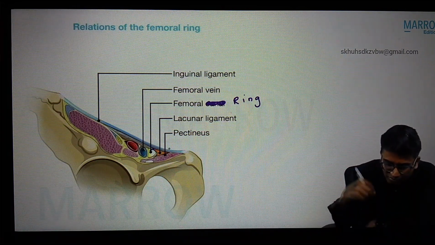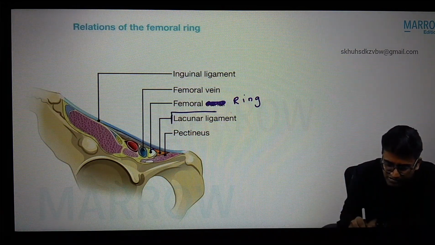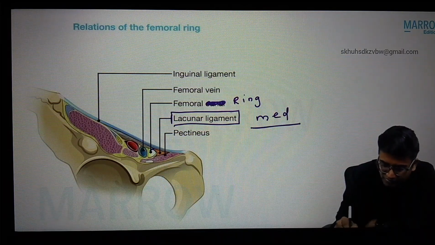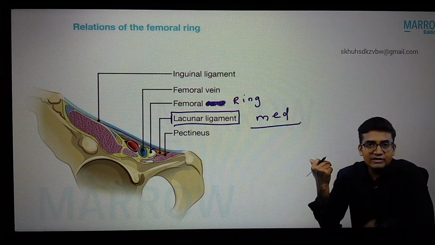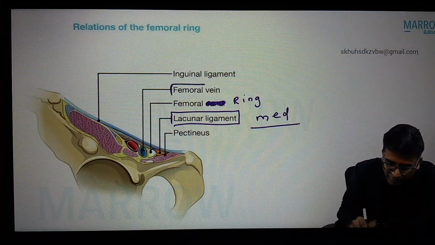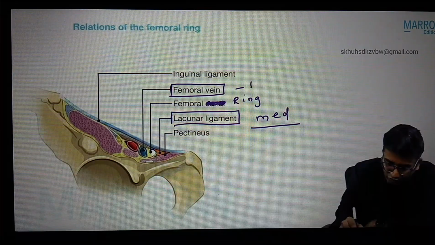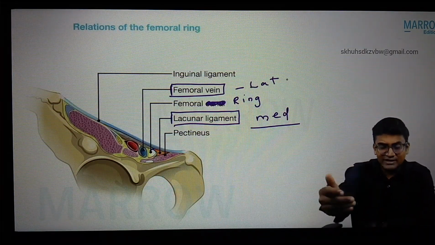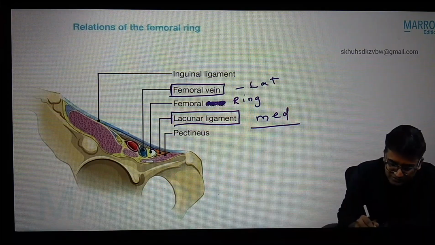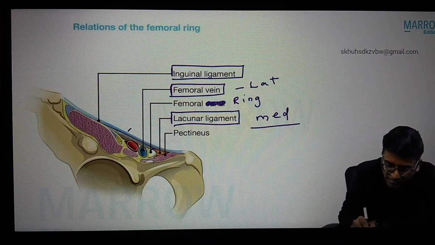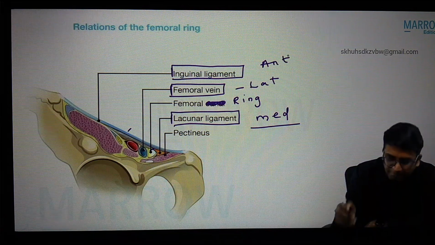Yes. Now, medial to the femoral ring, we are seeing one ligament. What ligament? Our lacunar ligament, forming the medial boundary of the femoral ring. Laterally, we have a vein. What vein? Our femoral vein forms the lateral boundary of the femoral ring. In front, inguinal ligament. This is the inguinal ligament. The front side. So, the inguinal ligament forms the anterior boundary.